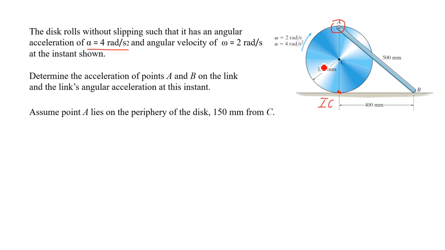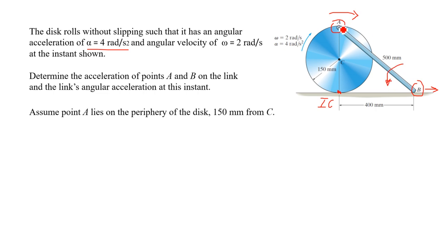And also for the point B on the link, and the link angular acceleration at this instant. So we also need to find what will be the value for the omega during that. Of course, when this one goes in that direction, that means this point is going to be pushed to the right. The velocity and the acceleration are going to be in that direction, and also the value for the alpha and the omega will be in that direction.